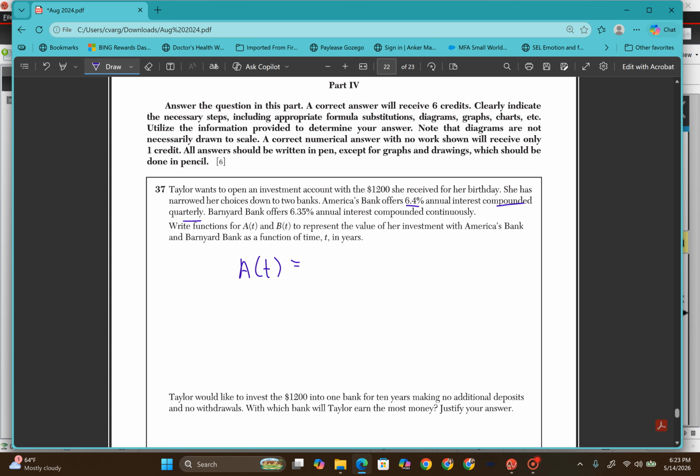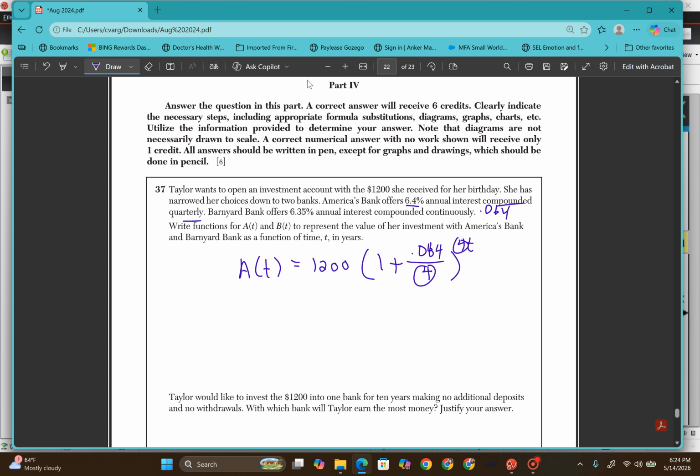We go to the first number. So the first number is 1200, and then compounded quarterly is going to be 1 plus, okay? It is 6.4%, which is 0.064. So I'm going to put divided by 0.064. There's a formula here, 0.064 divided by, what does it get compounded by? Quarterly, which means 4. And then the exponent is going to be 4t. Whatever number is here also goes in the exponent. So that's the function for AFT, or America.